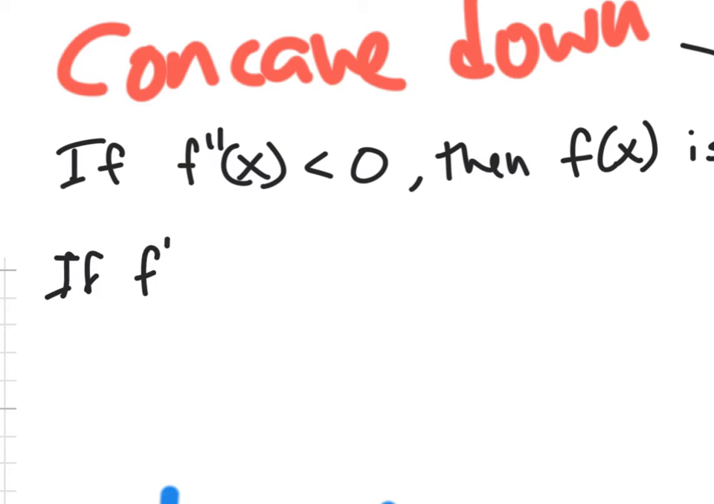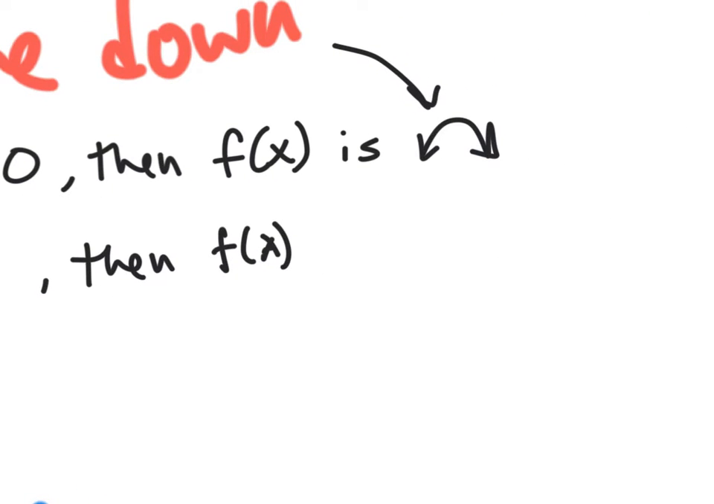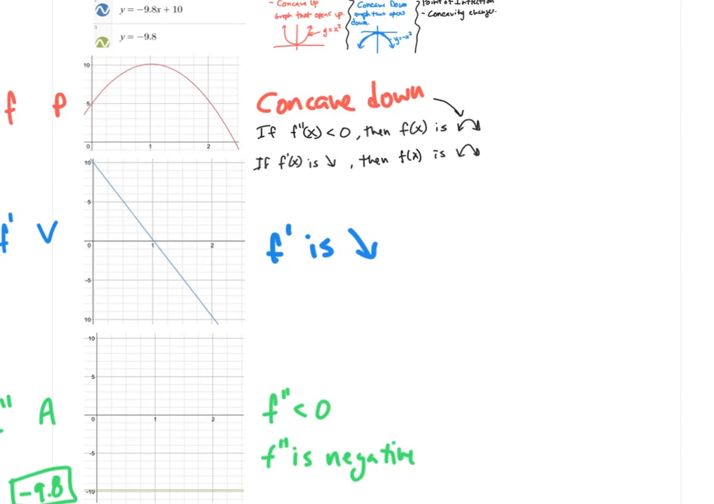So I can also say this: if we know f prime of x is decreasing, then I can say that f of x is also concave down. So there's two different ways for us to say that something is concave down. And that's just something that we see for this particular example.